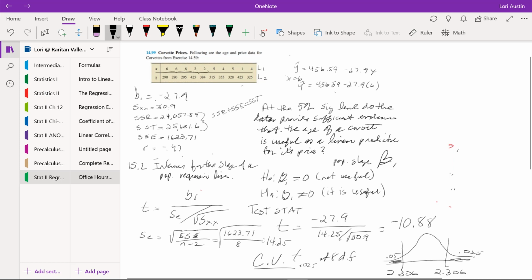So we have to use, again, the two-tailed test because we're doing a not equal to. And all slope hypothesis tests are going to be two-tailed. So your 0.05 needs to be split into 0.025 and 0.025. So we're going to use 2.306. Either way, it didn't matter because negative 10 is clearly way out here, and it is in our rejection region.